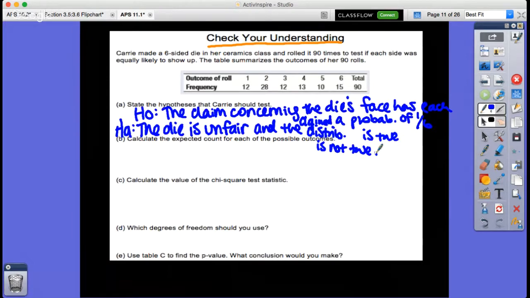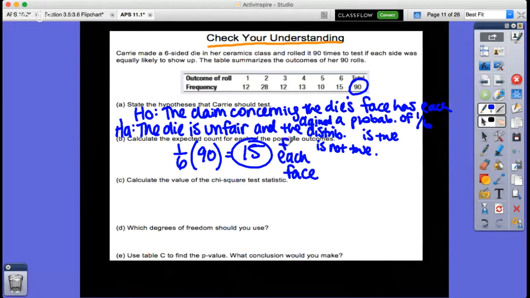All right, B says calculate the expected count for each of the possible outcomes, okay? So as we do this, if it's equal, we have 90 total. We should have 1/6 of each, so 1/6 of a total of 90 rolls would mean that if I rolled it 90 times, I should expect that I have 15 for each face, okay?